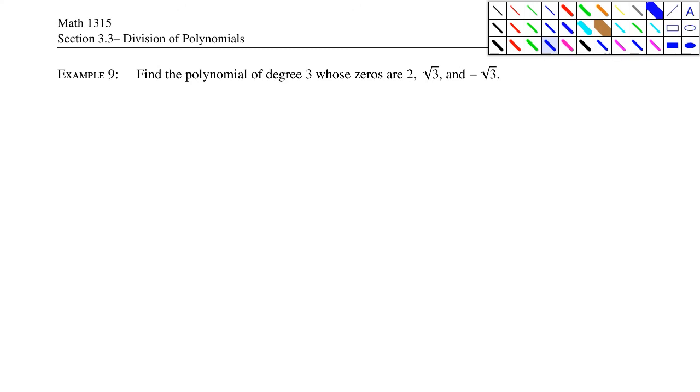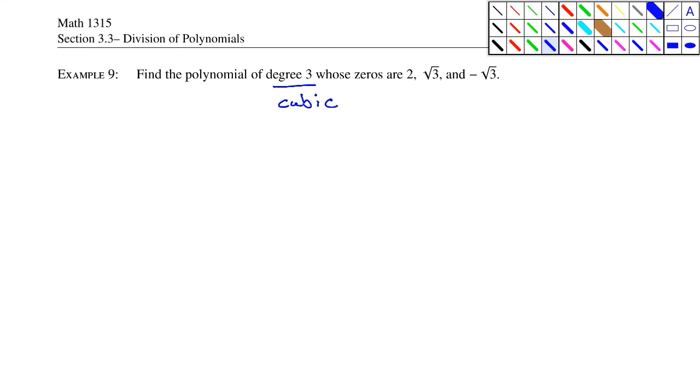Finally, example number 9. Find the polynomial of degree 3 whose zeros are 2, the square root of 3, and the negative square root of 3. So if we want degree 3, that means it needs to be cubic. It means the highest power has to be x cubed.